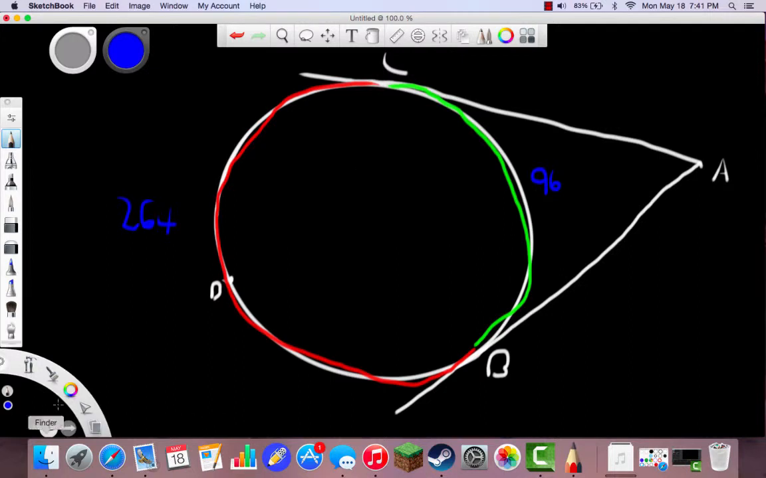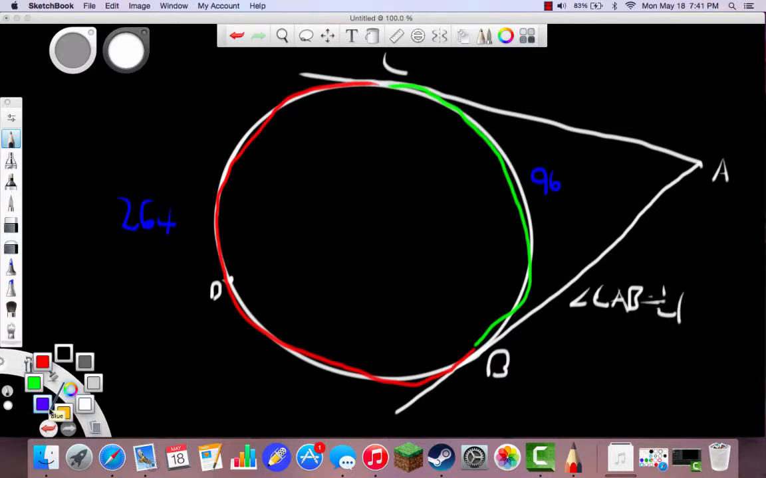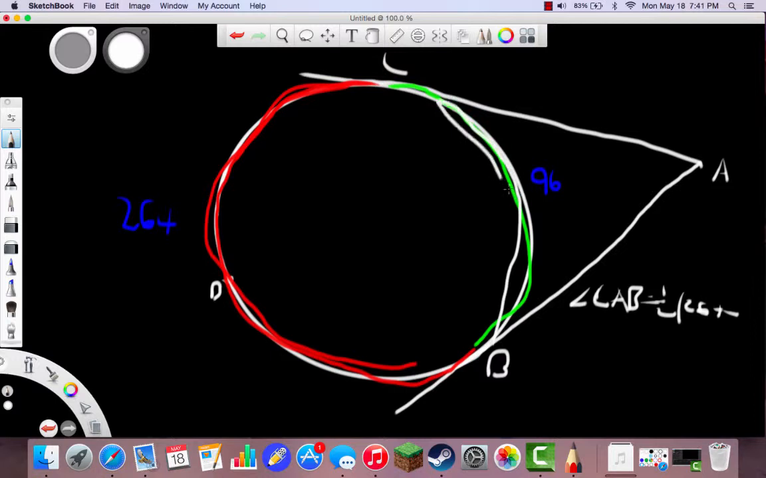So how do we solve this? The same as all the other ones, actually. Angle CAB is going to equal half of the major arc, which is CDB, which is 264, minus the smaller arc, which is here, which is 96.